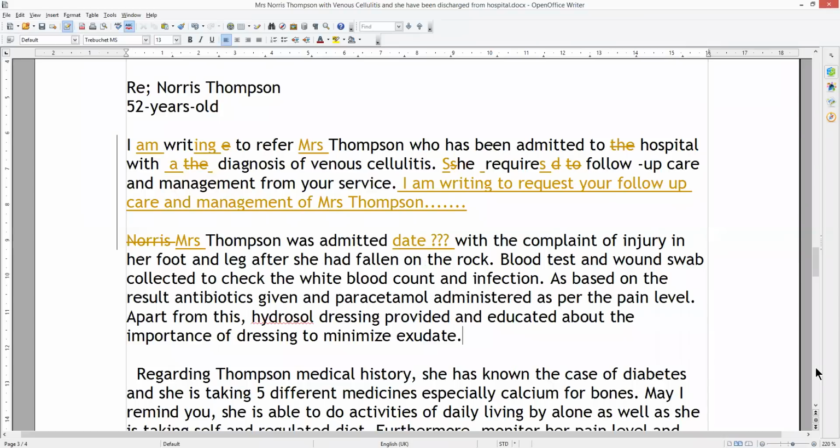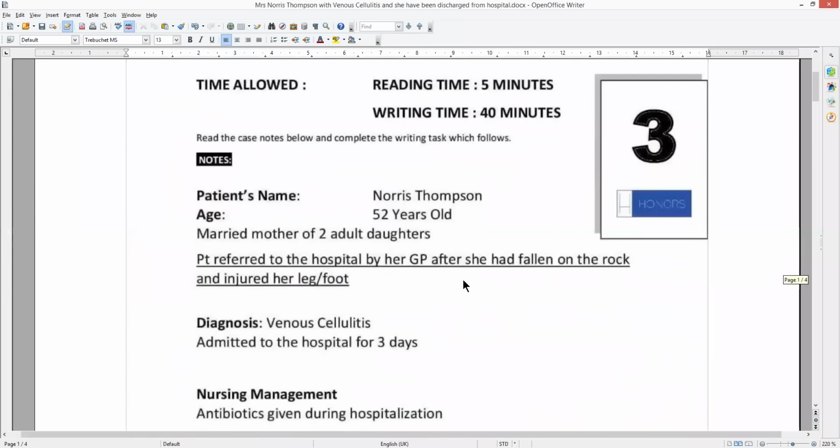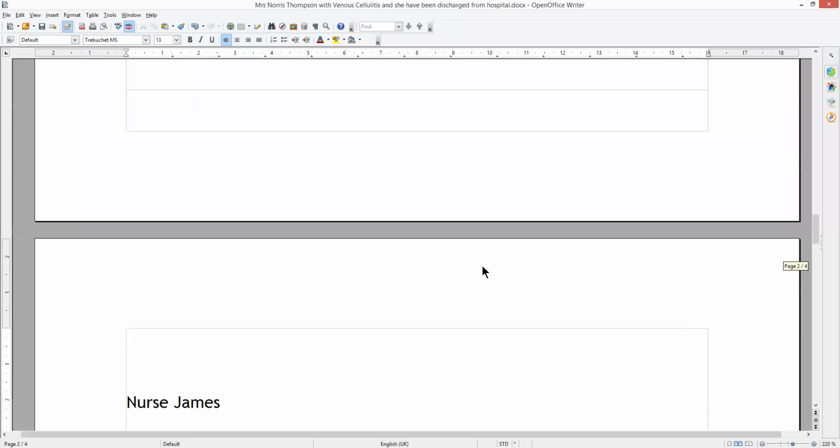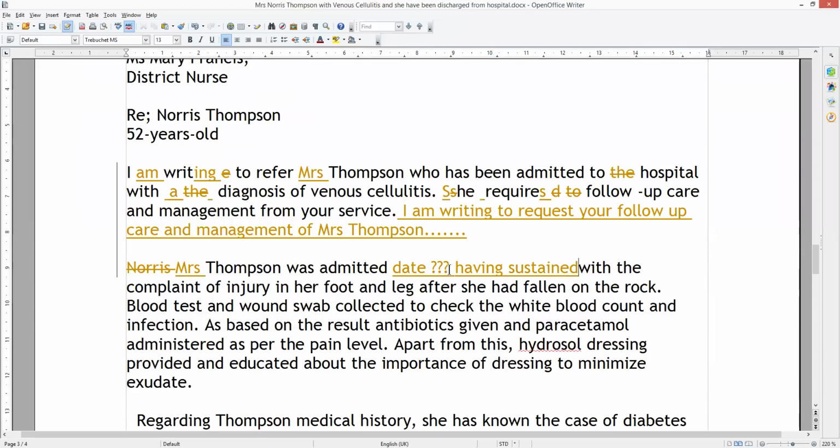Well, right. When you introduce something for the first time, what do we use? An indefinite article, you know, with a complaint of injury, or complaining of an injury, or having sustained an injury. Actually, that is better in terms. She had fallen on the rock. You could use a phrase such as having sustained an injury. Now that is better in terms. Okay, having sustained an injury in her foot.